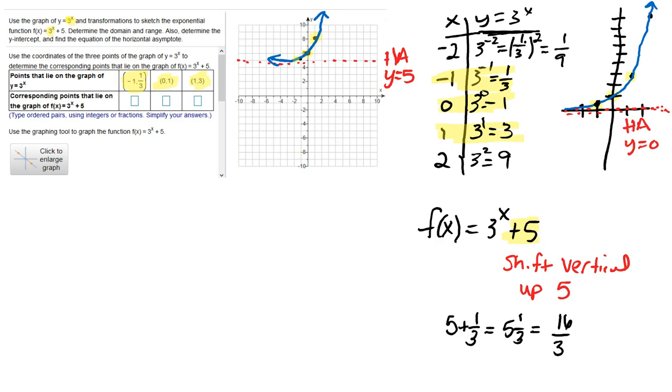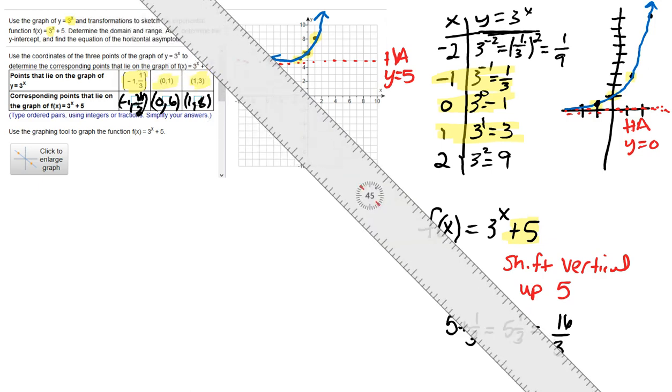Those points moved up 5 spaces. So this 1 moved up to a 6. The 3 moved up to an 8. And the 1/3 went to 5 1/3, or 16/3. Okay, let's check what else they asked us to do here. Determine the domain and range.